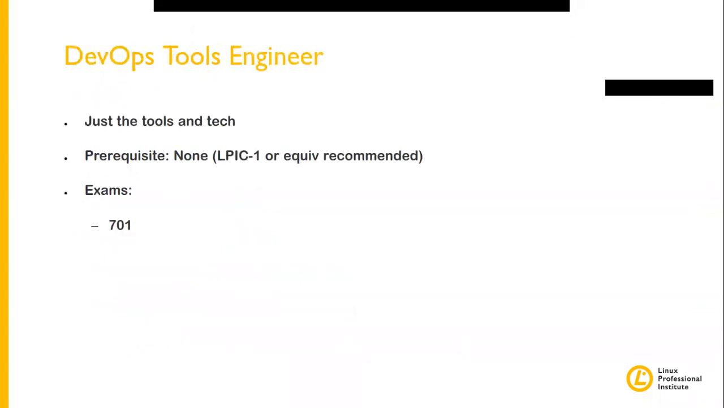All right, so the DevOps Tools Engineer exam is just the tools and tech. Well, there is a bit of a philosophy aspect to DevOps. There are organizational aspects to it, right? There's this philosophy of reducing waste that comes from Lean. That's a very important part of DevOps. That is not covered in the exam. What's covered in the exam is the tooling, the automation, the things that help us measure and know how well we're doing. And the exam number is 701. That's important when you're registering. Make sure you register for the right exam since there are multiple exams.